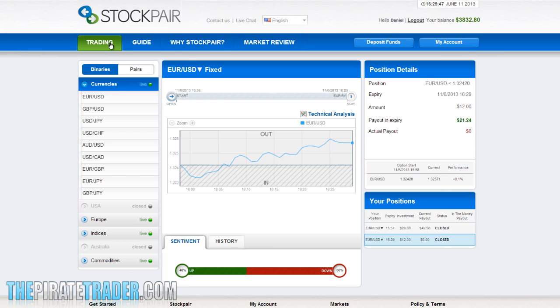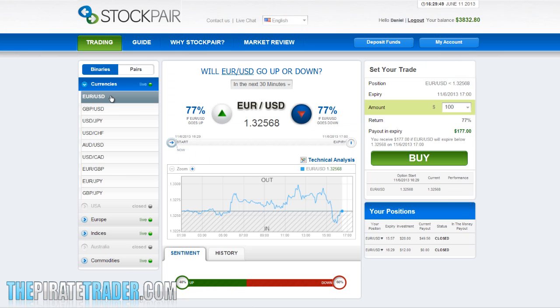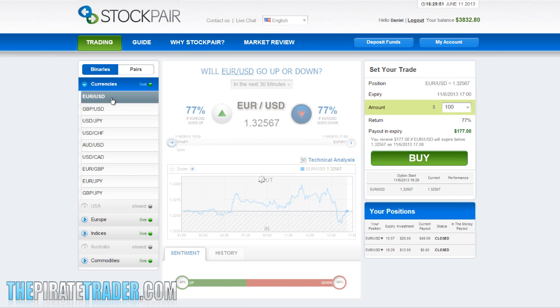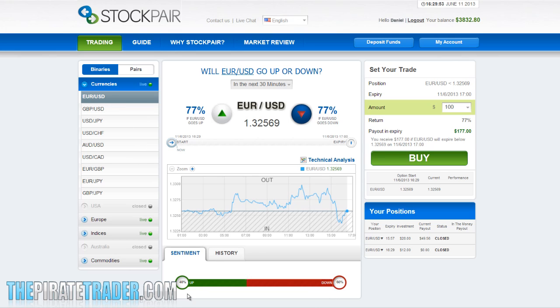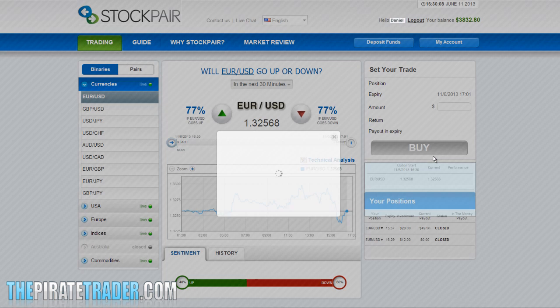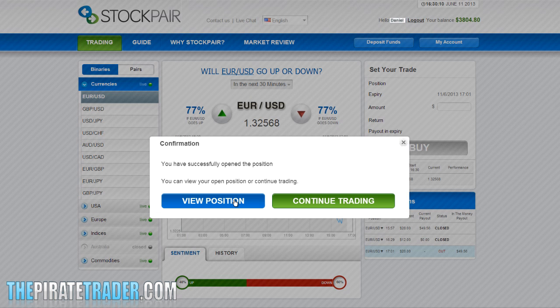We'll click back up at the Trading tab. And since the last trade of $12 was a losing trade, our step 3 is a trade of $28. So we check the sentiment tool quickly. You can see the majority of traders are saying it's going to go down. We'll click the Down Put button, enter the amount of $28 here, and click Buy. Hit the View Position button, and we're on.